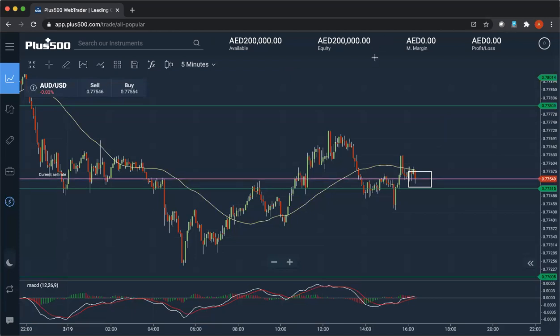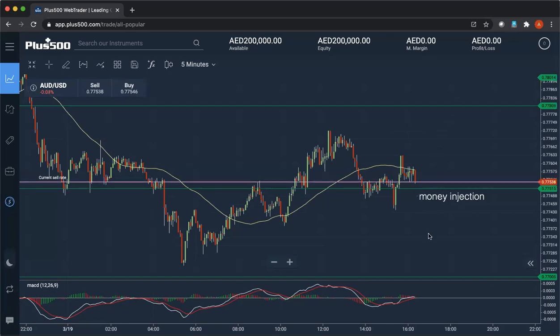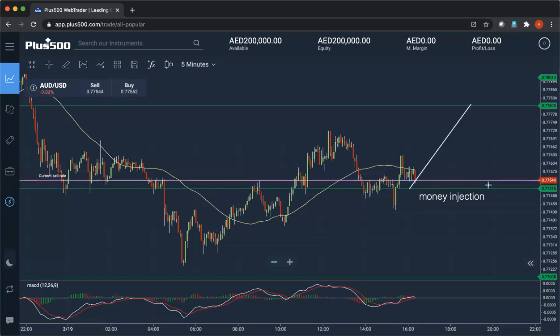You know why the market is coming down? To retest this area. And what is the other reason? Because big banks, they want to inject the money. Money injection. Money injection to why? Because they want to push the price up. Without money, without orders, this price will not go up. Is it clear, guys? Do you have any question, any point?